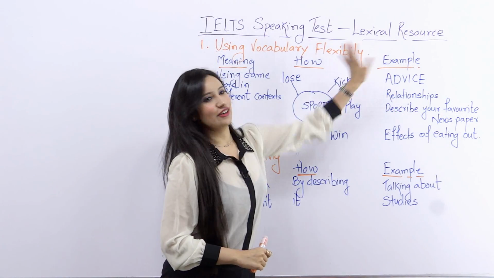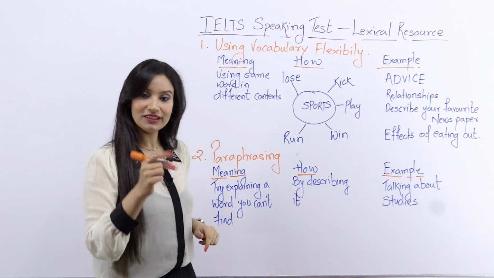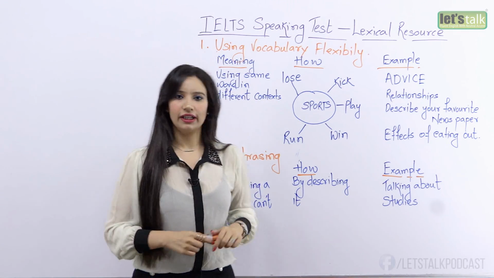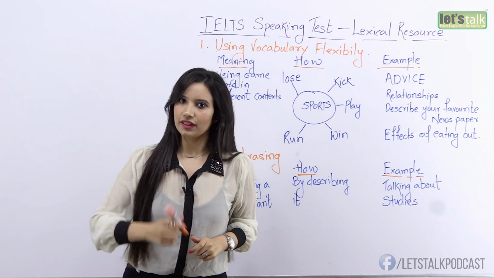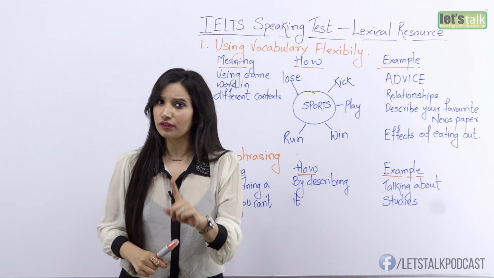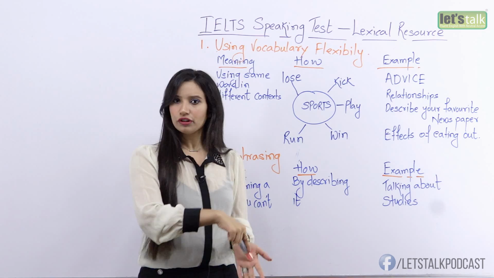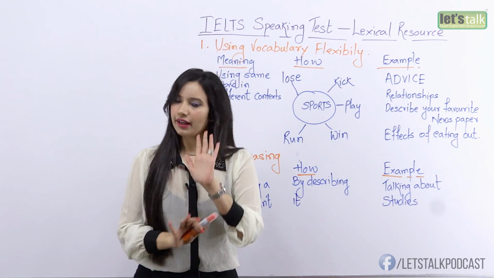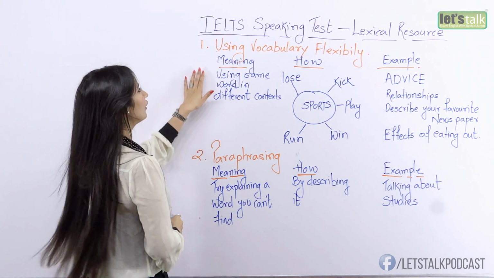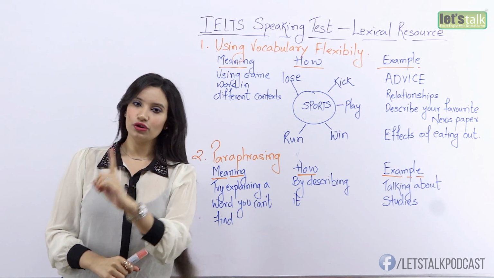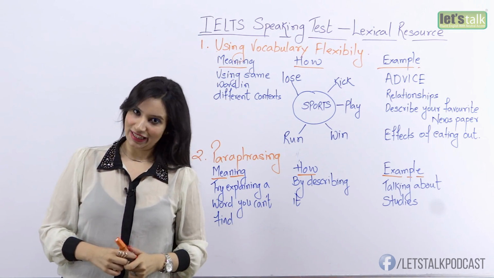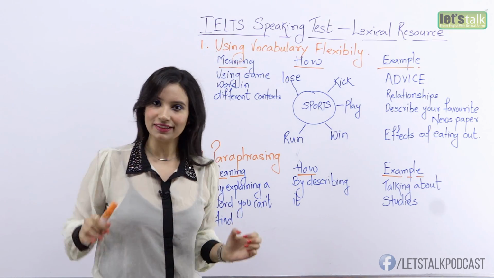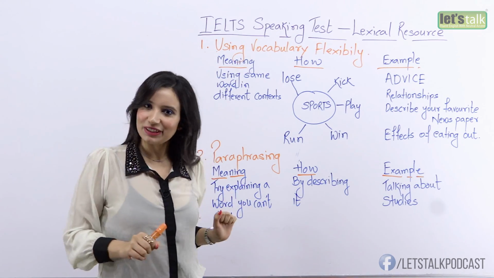Let's look at the criteria Lexical Resource, which means to talk about vocabulary. Yes, this is one of the criteria on which you will be assessed in the IELTS speaking test, and trust me, it's very important. Not just for speaking, for writing, listening, reading, everything. So let's go. So the first thing that you should do for the IELTS speaking test for this criteria is use vocabulary flexibly. But what is flexibly?